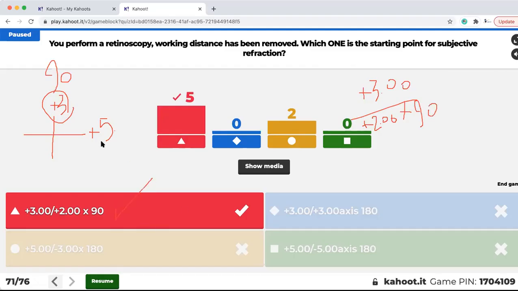We can make it the other way around, by taking the +5 as a sphere. So it will be +5. And the difference between the second measure minus the first measure would be the cylinder. So +3 minus 5, it will be -2. And we take the axis of the first measure as the new axis, so it will be 180. So either one of these two measures will be the correct answer.